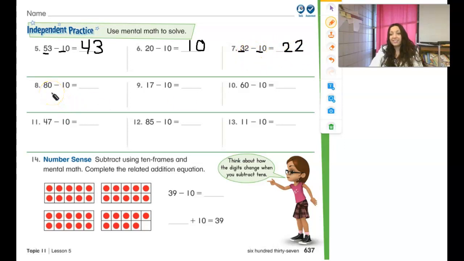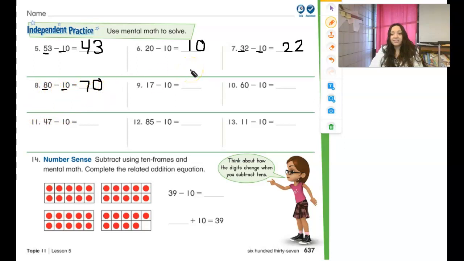This is another 10. So this one's easy. What's 80 take away 10? Well, what's 8 take away 1? 7. Very good. And then I had 0 ones. I didn't take anything away, so I know my 1s has to be 0. So 80 take away 10 equals 70.